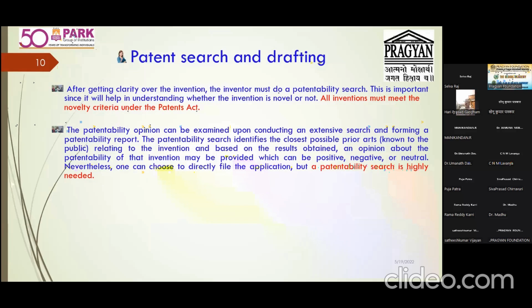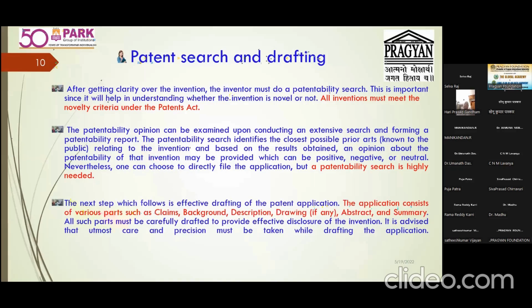So we should have a patentability report. It is not mandatory, but sometimes it is mandatory if we go for another national country. I said before that there is no unique classification like an international patent, only national patents. If I am going to apply for my patent in the US, then the patentability report based on our invention is necessary. This is what I am stressing to you. The next step is effective drafting of the patent application. Your application should consist of claims, background, description, drawings, abstract, and summary.